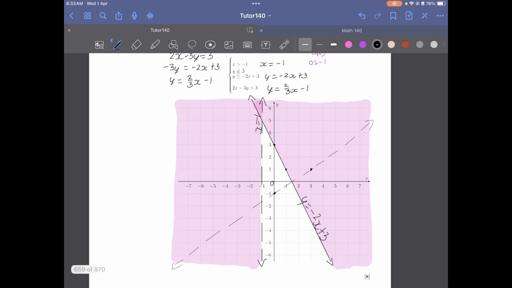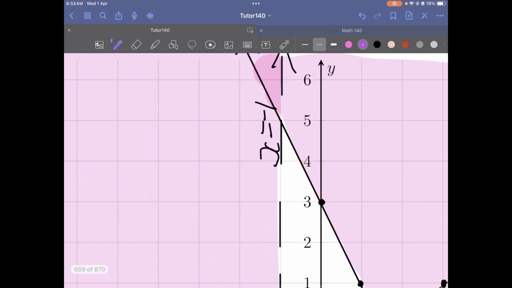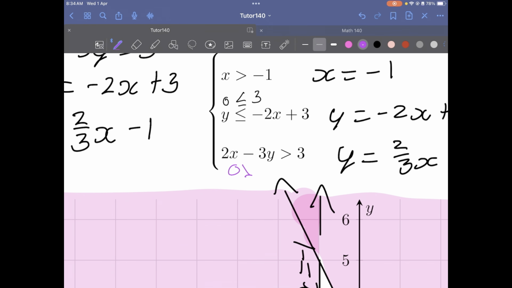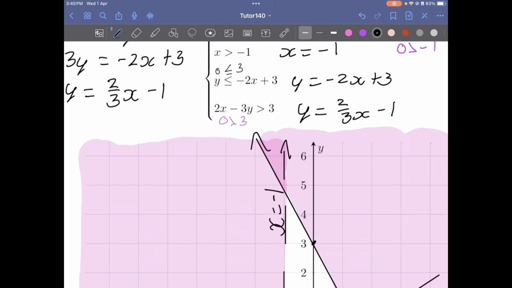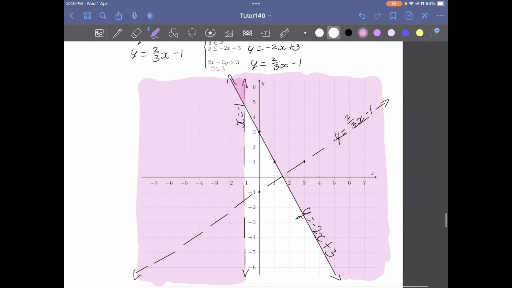Then we're going to label it y is equal to 2 over 3x minus 1. Test point again. Choose 0, 0 since it's not directly on the line. This would just be 0 is greater than 3. This isn't true, so we're shading the side with 0, 0 on it. Since 0 is not greater than, that means those values are the unwanted region. So we're going to shade this side.